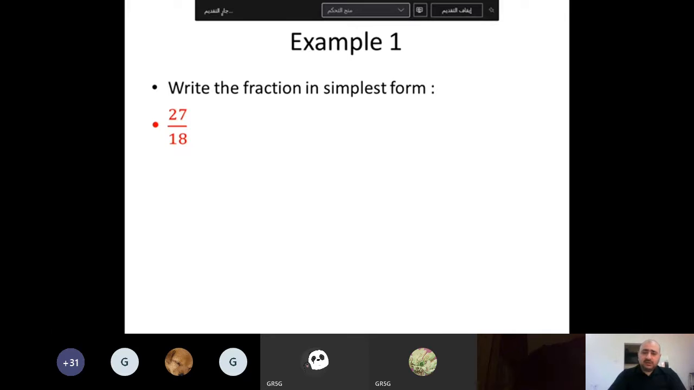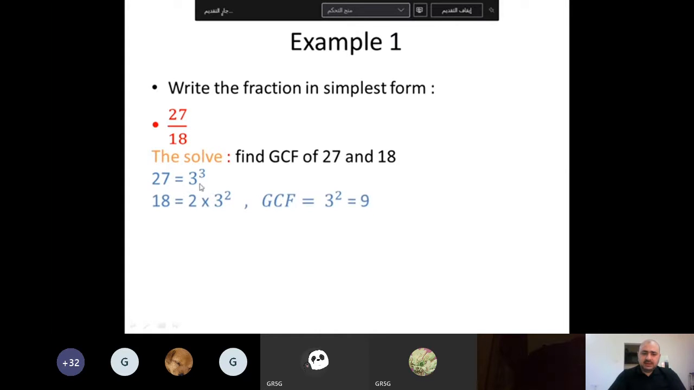We have this fraction 27 over 18. Numerator here is 27, denominator here is 18. The first step, take each number and write the prime factors for this number. So, find the GCF of 27 and 18. 27, as you know, equals 3 times 3 times 3. So I can write it 3 exponent 3. And 18 equals 2 times 9. But 9 equals what? 3 exponent 2. So I can write 2 times 3 exponent 2.